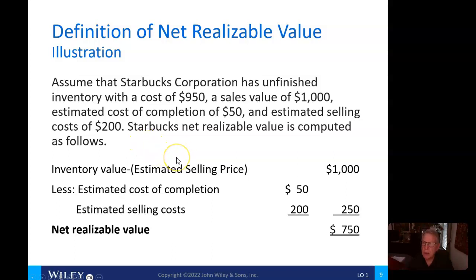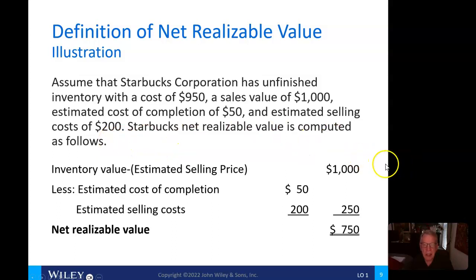Here's an illustration. Assume that Starbucks Corporation has unfinished inventory with a cost of $950, a sales value of $1,000, an estimated cost of completion of $50, and estimated selling costs of $200. Starbucks' net realizable value is computed as follows.